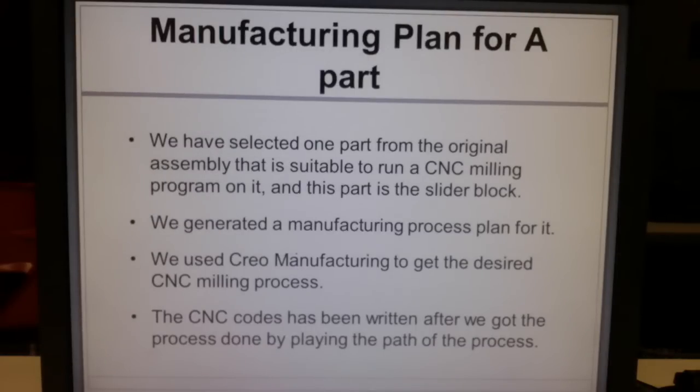For the manufacturing plan for a part, we used CNC, actually we used Creo manufacturing for the NC assembly just to get our program. So we have selected one part from the original assembly that is suitable to run a CNC milling program on it, and this part is the slider block. We generated a manufacturing process plan for it. We used Creo manufacturing to get the desired CNC milling process. So the CNC codes will show up once we are done getting all the programs that we need.